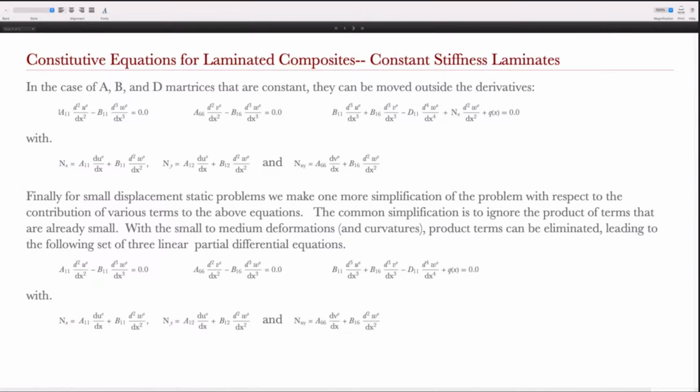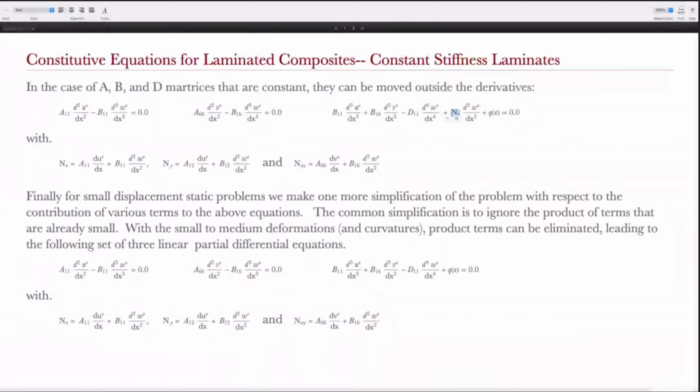By taking them out, the first equilibrium equation along the x direction is the second derivative of u with respect to x multiplied by A11 minus the third derivative of w times B11 must be 0. The equation in the v direction is 0, and the out-of-plane direction is equal to 0. There is not much more simplification in these other than combining similar terms. Now, this is still a problem because this is a nonlinear differential equation with the Nx.